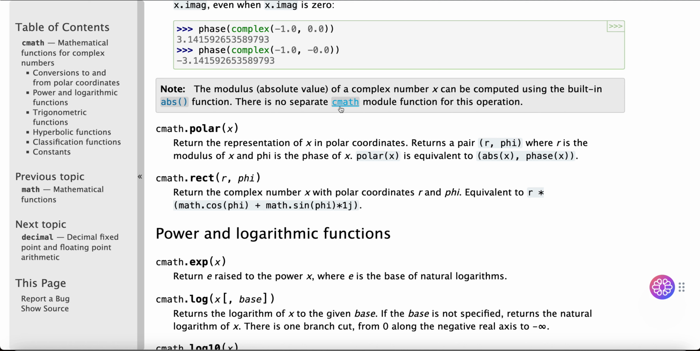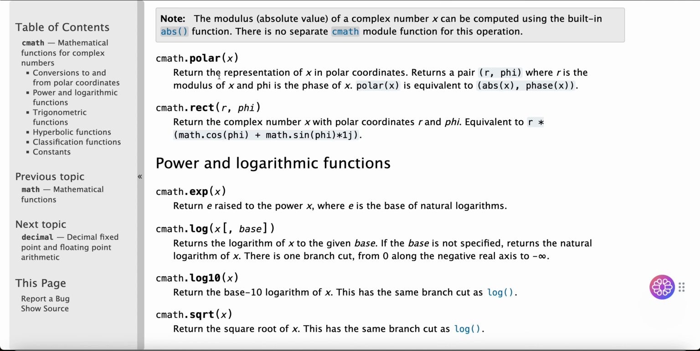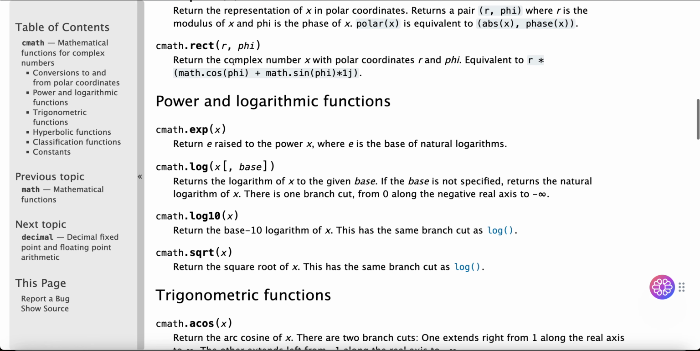Note: the modulus (absolute value) of a complex number x can be computed using the built-in abs function. There is no separate cmath module function for this operation. cmath.polar(x) returns the representation of x in polar coordinates, as a pair (r, phi), where r is the modulus of x and phi is the phase of x. polar(x) is equivalent to (abs(x), phase(x)). cmath.rect(r, phi) returns the complex number x with polar coordinates r and phi, equivalent to r * (math.cos(phi) + math.sin(phi)*1j).